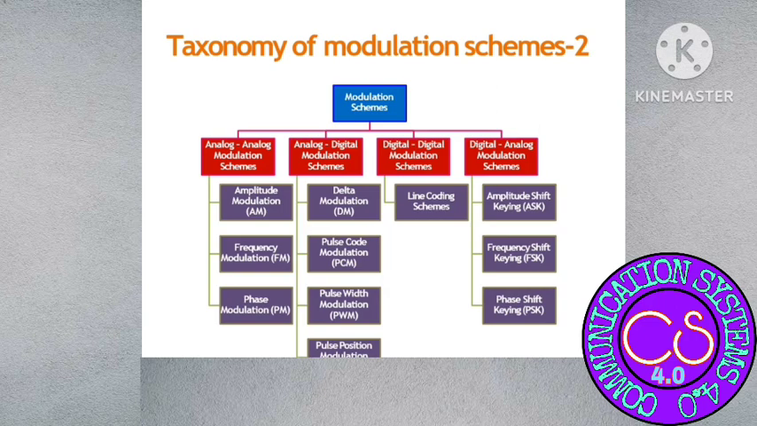Now these are the modulation schemes. One is the analog to analog modulation scheme, another is the analog to digital modulation scheme, third is the digital to digital modulation scheme, and fourth is the digital to analog modulation scheme. Now our focus will be on the analog to analog modulation scheme, and the different classifications of analog to analog modulation are amplitude modulation, frequency modulation, and phase modulation. What are the analog to digital modulation schemes? Delta modulation, pulse code modulation PCM, pulse width modulation, and pulse position modulation PPM.